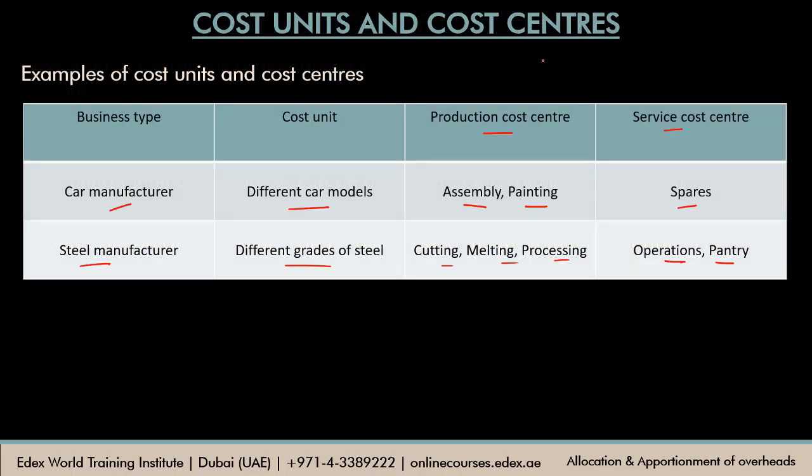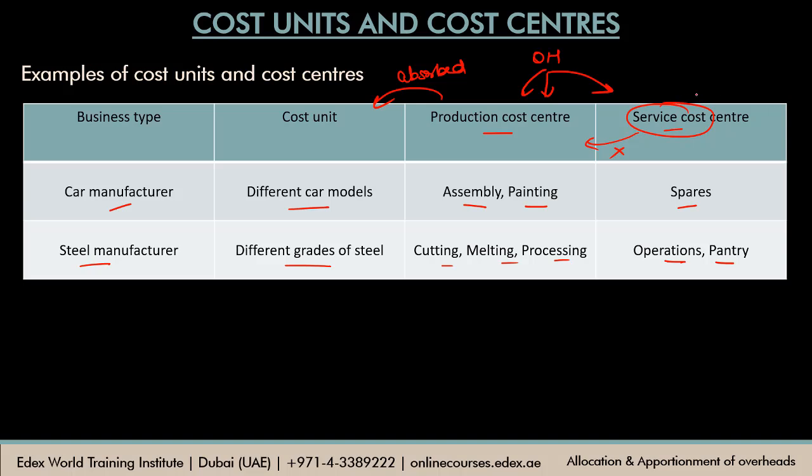So till now what we've done is we have allocated and apportioned the business overheads on a suitable basis to the various production and service cost centers. Now the cost of production cost centers can be absorbed onto the cost units, but this cost of service cost centers cannot be absorbed onto the cost units. What is absorption? Again, I will tell you in the next video.